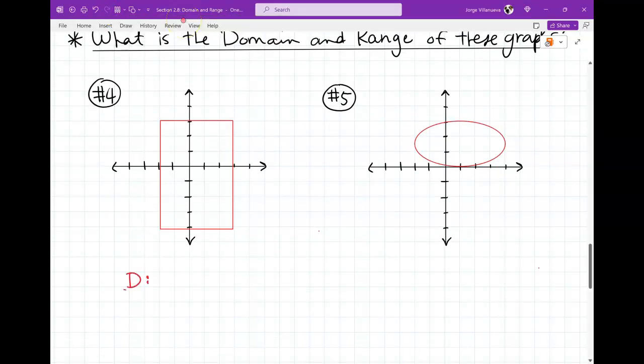Domain and range. Okay, I want to know the domain. So how far left and how far right does it go? How far left does it go?